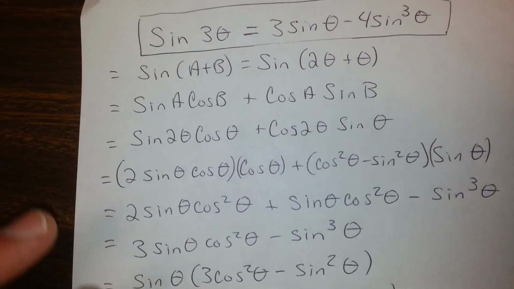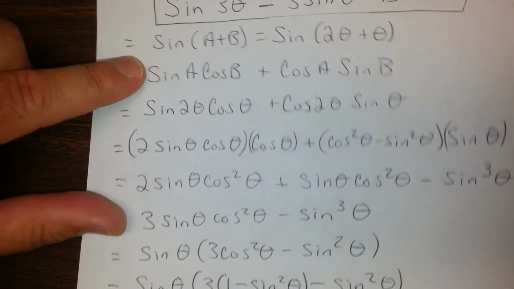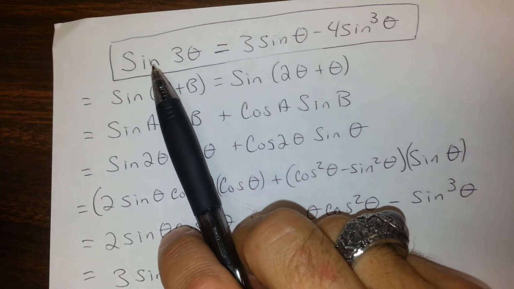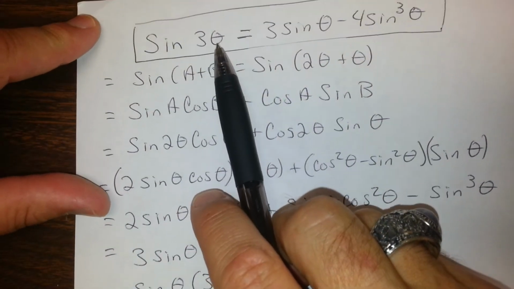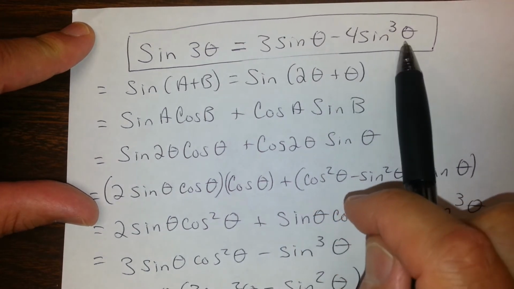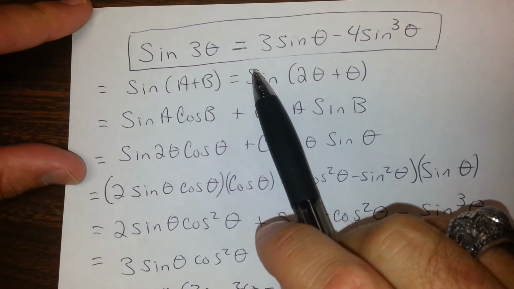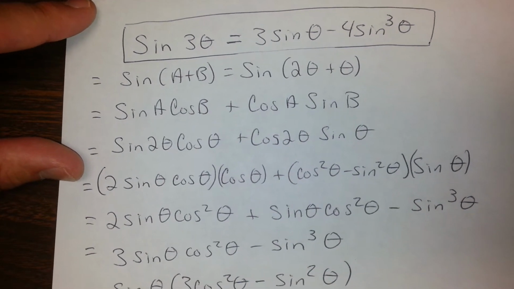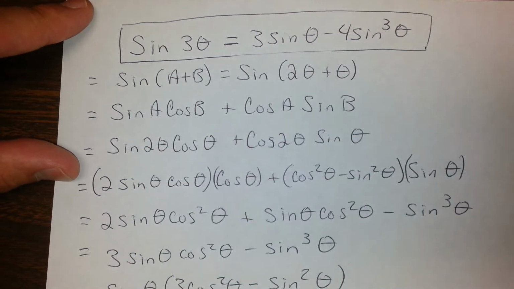Okay, real quick, just going to get you back in the mindset. I'm going to show that sine of 3 theta equals 3 sine theta minus 4 sine cubed theta. One thing I can do is work one side of the equation.